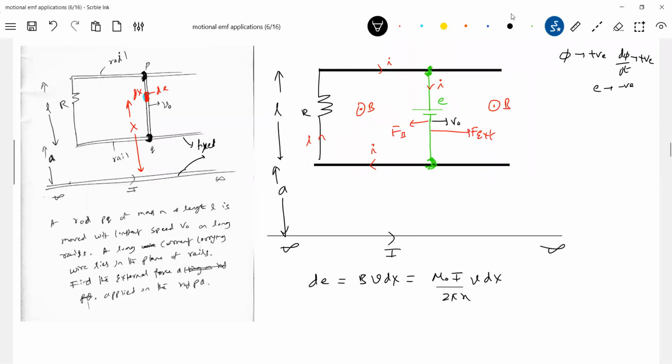Here I is the current in the long wire. Say there's a long wire. Again, don't mess up things. Small i and capital I are different. Small i is the induced current. Capital I is the current flowing in the long wire.